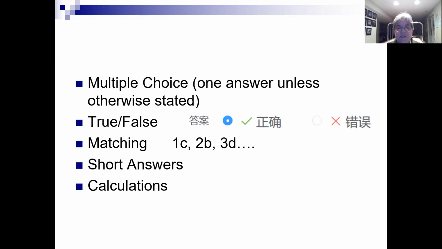Okay, so this quiz will again have multiple choice unless it tells you otherwise. If it says choose 2 or choose all of them, then do that, but otherwise 1 answer. This quiz has some true, false. So remember, true, check mark, false, X. There's some matching. So remember the matching, you need to use this number letter system. There'll be some short answers and then the 2 calculations. Okay, are there any questions about that, about the quiz or about chapter 8?